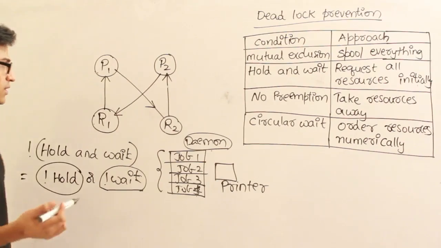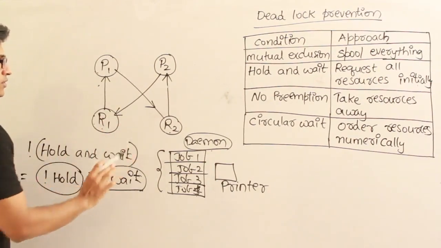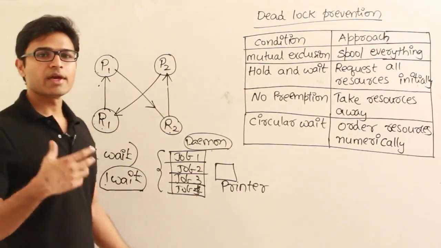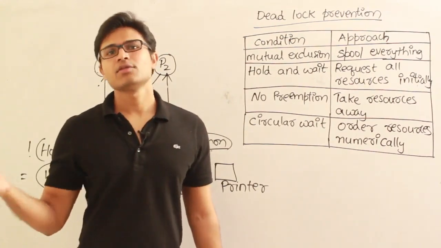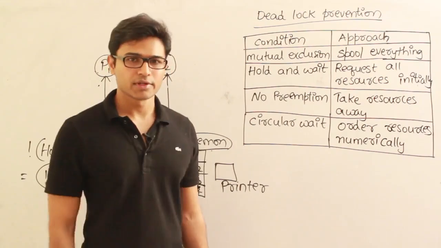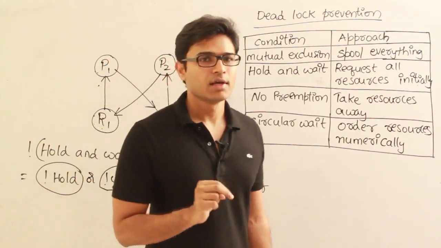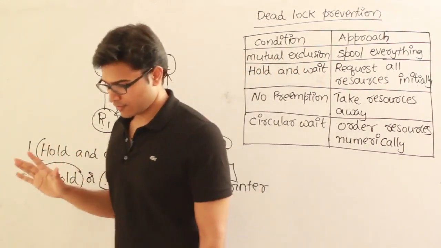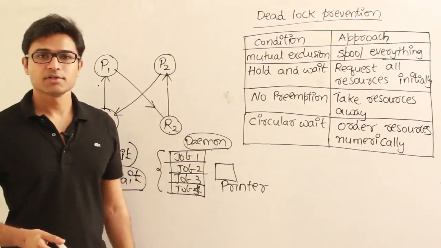One strategy is this: get all the resources, then only you start. If you don't get them, don't start. That is nothing but requesting all the resources initially. And the other strategy is don't hold. Don't hold means, if you want to make a request for a new resource, you release all the resources you are holding, and then you make the request for all the resources together. That is a better thing. Either you don't hold or you don't wait, right? So if you can do this, the second condition does not hold, and therefore deadlock prevention is possible.